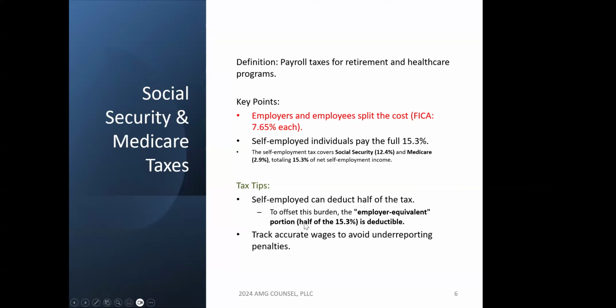Now you can deduct that, right? You can deduct half of that portion of the self-employment tax because that's the part that you're paying, because you're basically paying the employee portion and the employer portion of that 15.3%. And so you want to keep track of that because you can deduct that from your revenue as a self-employed person. And so that's one thing too.